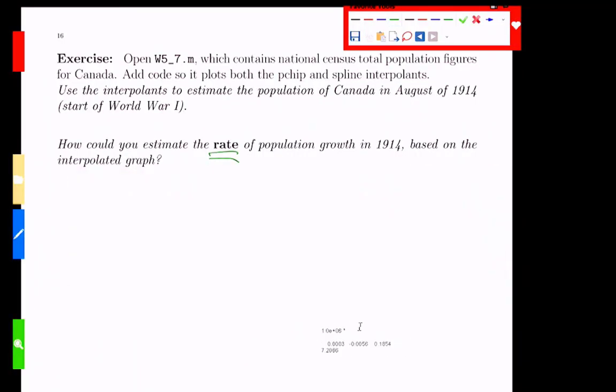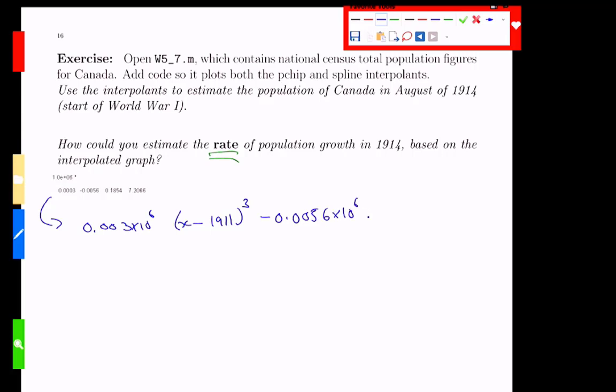Just you guys. Because you're absolutely right. The process of generating a derivative comes from interpreting this. We have 0.003 times 10 to the 6th, x minus 1911, cubed, plus minus 0.0056 times 10 to the 6 millions, x minus 1911, which is the breakpoint before that, squared, plus. That's our function. And so if you want the rate of change, take the derivative.